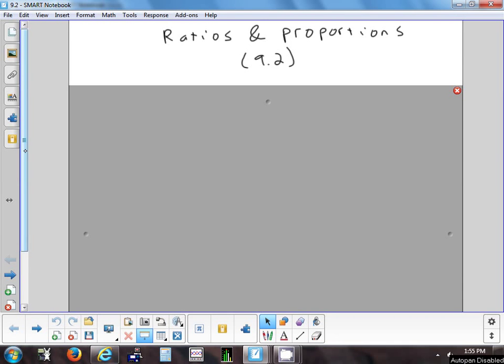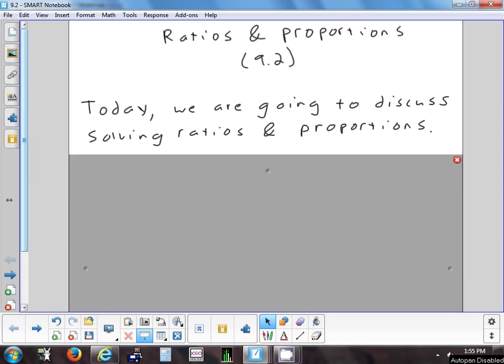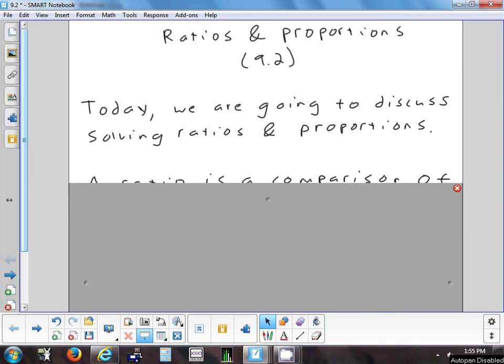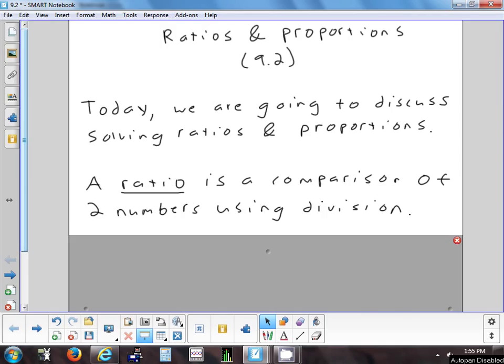All right, so we're going to take a look at section 9.2. Okay, 9.2 is on solving ratios and proportions. So it's solving equations, similar to the kind you've seen before, but you're going to learn a new technique. First, let's look at the idea of what a ratio is.